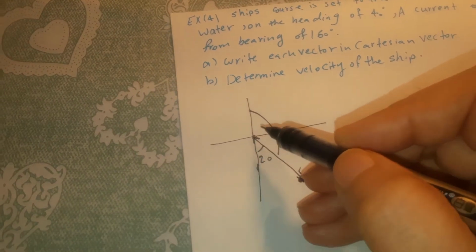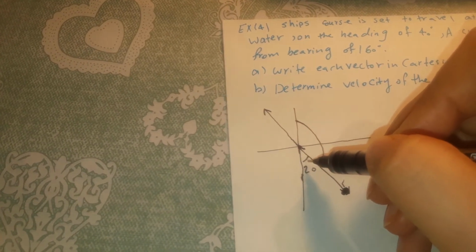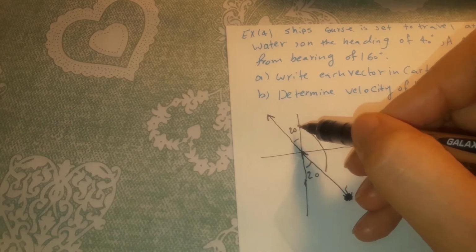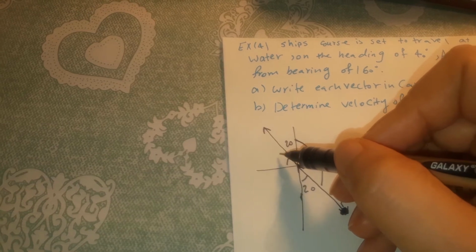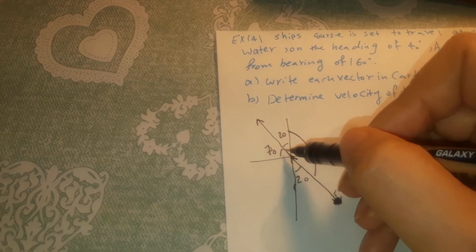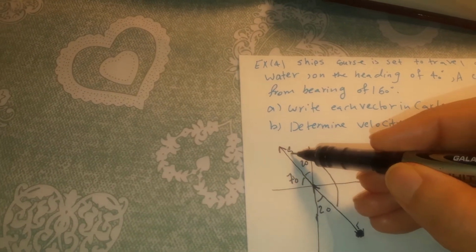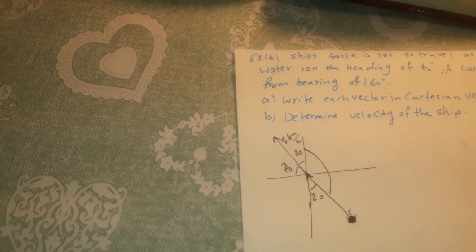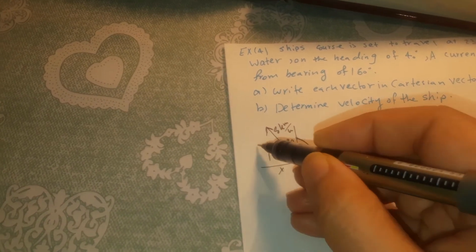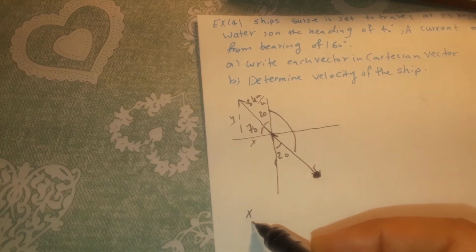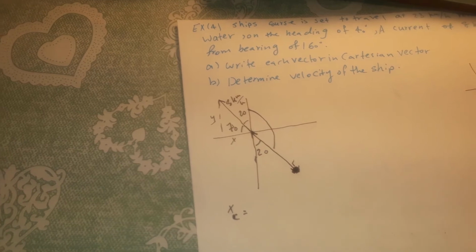So it's from that bearing, which means the direction is there, so I need to continue that there. I know if this is 20, this will be 20, and this will be 70, because the total is 90 degrees. And this is going to be 8 kilometers per hour. So now I want to see the x and y components. For the x component of the water or current, what is it going to be?